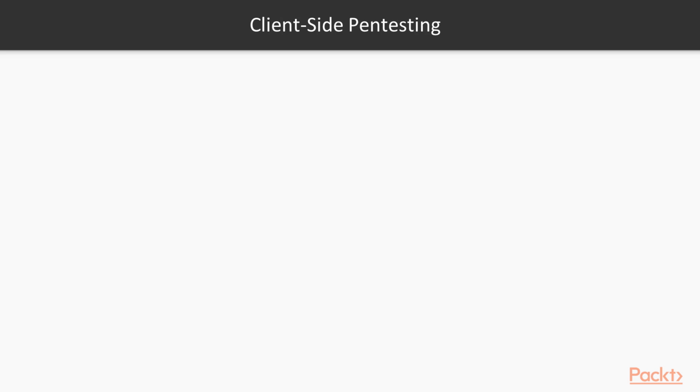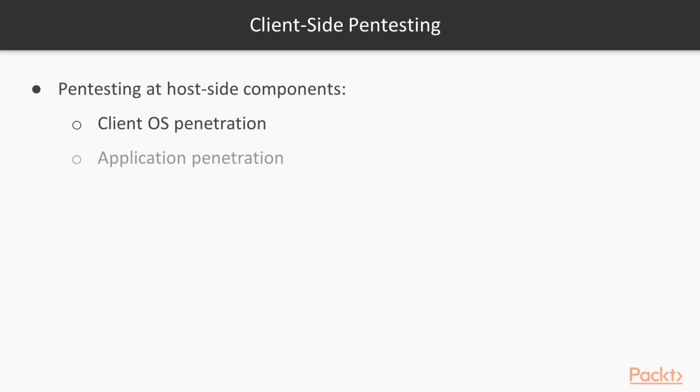Next is client-side pen testing. That's quite easy. For example, in an office space where all the employees are working, those are all the clients. They have their operating system. So if pen testers are trying to exploit their operating system at the client side, that is considered client-side pen testing. And application pen testing: if applications or software are working on the client system and a pen tester is trying to exploit that software, that is called application penetration testing.